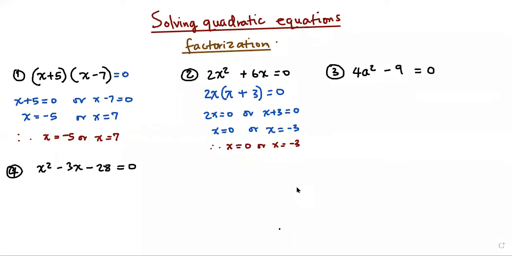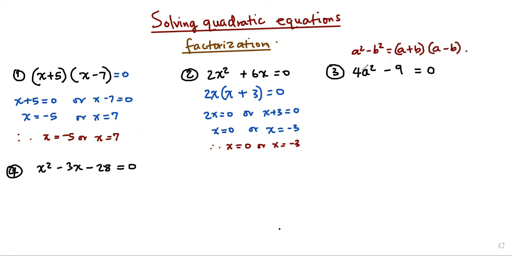Now, for number 3, when we have 4a squared minus 9 equals 0, we are going to solve it using the difference of squares. When we talk about the difference of squares, we mean that if I have a squared minus b squared, it means that I have a plus b into a minus b.